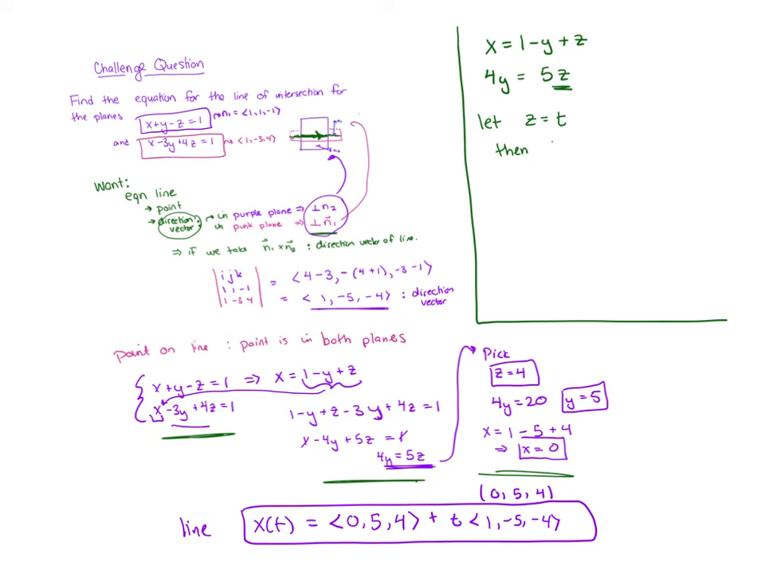Then 4y equals 5 times t. So y equals 5/4 t. And then x is equal to 1 minus y, so minus 5/4 t, plus z, which is t. So that's just 1 minus 1/4 t. So I can also say that the x was 1 minus 1/4 t. The y was 5/4 t. And then the z was just t. So that's another way to write that line.